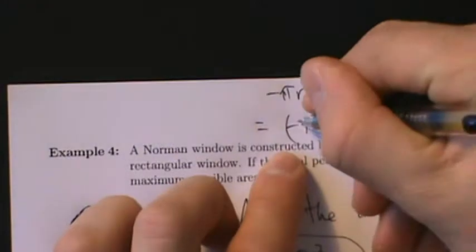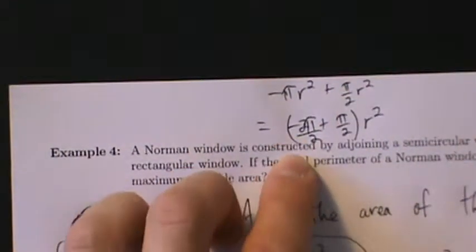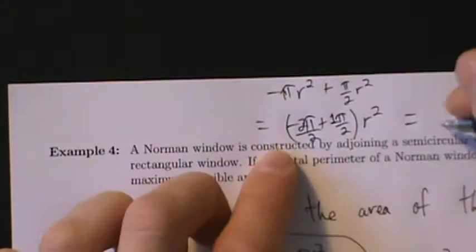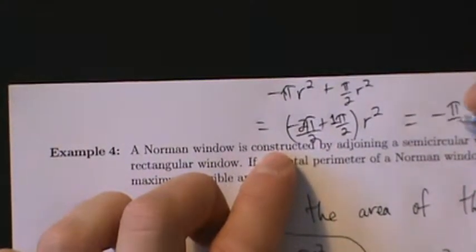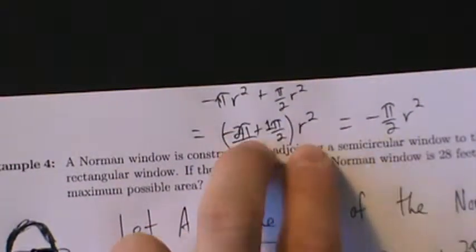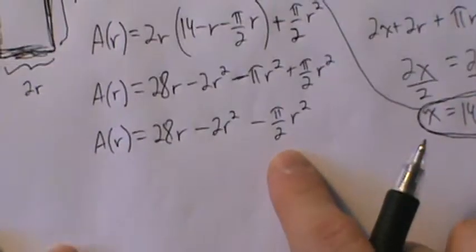Now pi is just 2 pi over 2, right? So minus 2 pi over 2 plus 1 pi over 2, so that's going to be minus 1 pi over 2, in other words minus pi over 2, times that r squared. Okay, so that's just what happened there, just the details there in case you're not sure. But anyway, that's where this minus pi over 2 r squared comes from.